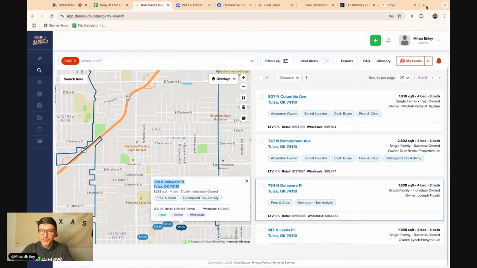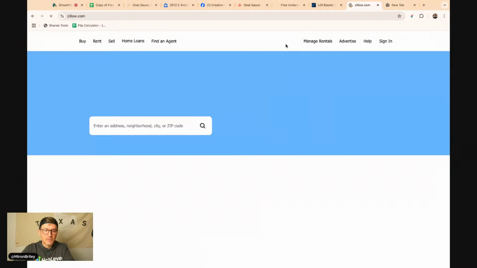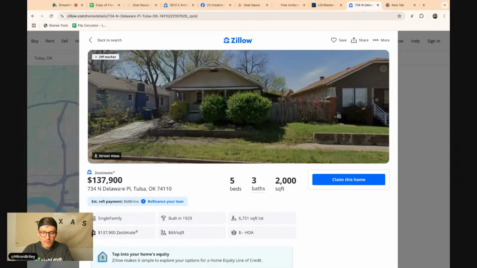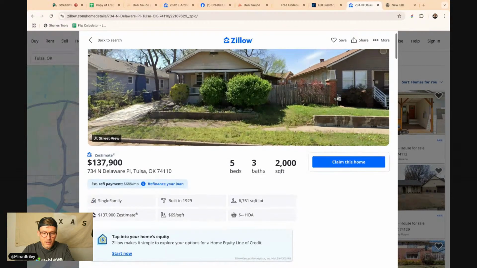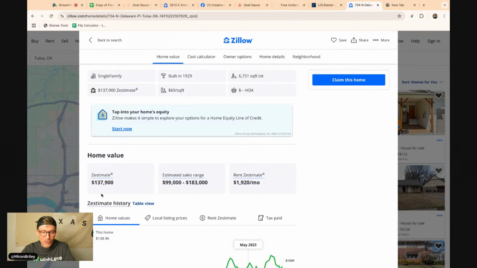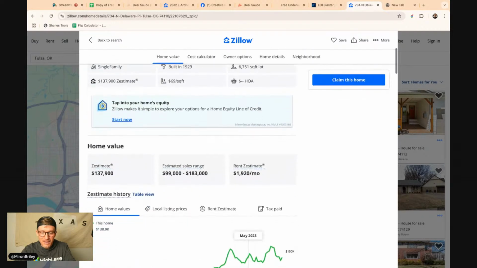Okay. Let's do this. Well, son of a gun, look at that. The rent estimate is $1,900 on this house for a $137,000 house. That is insane. That is insane. Is that real?